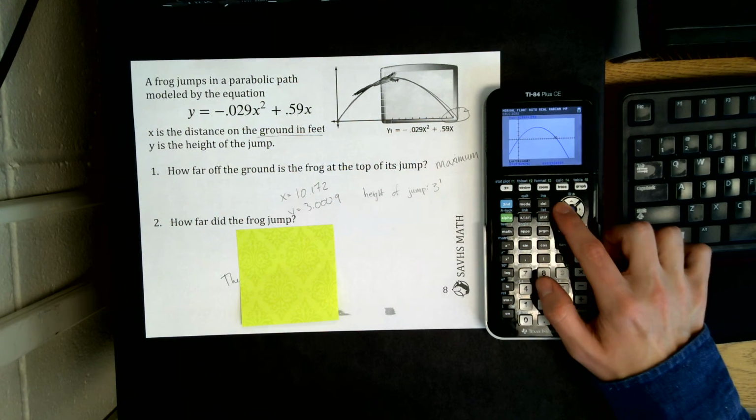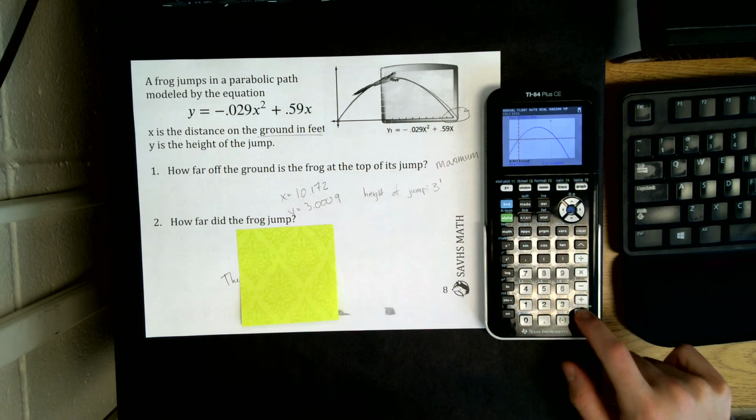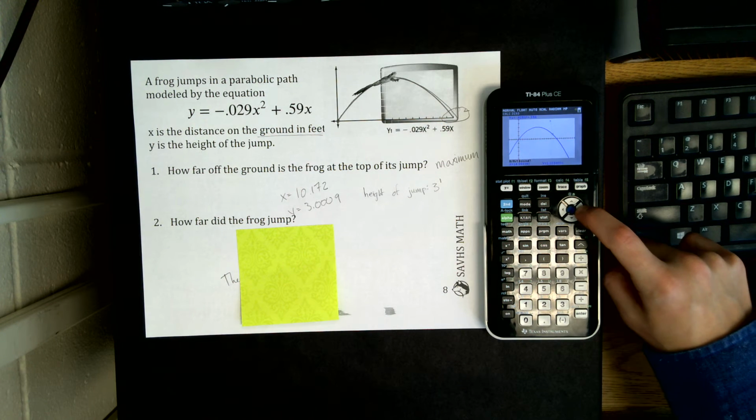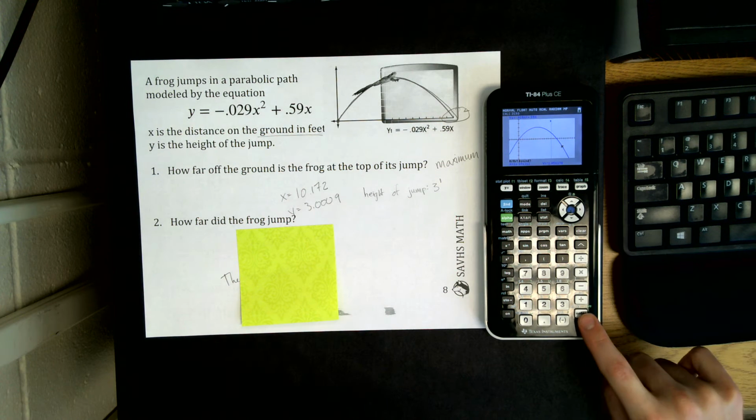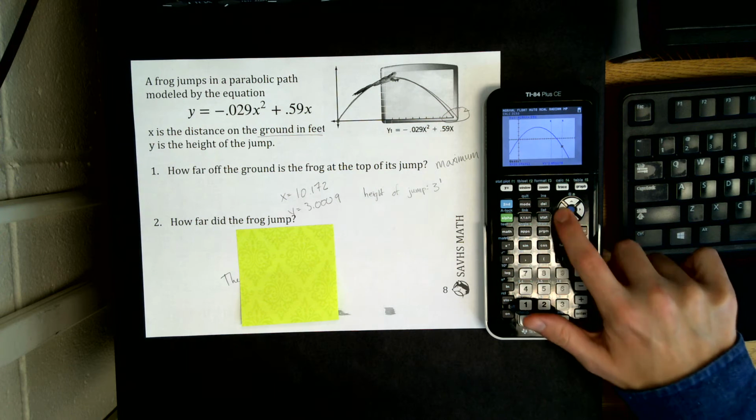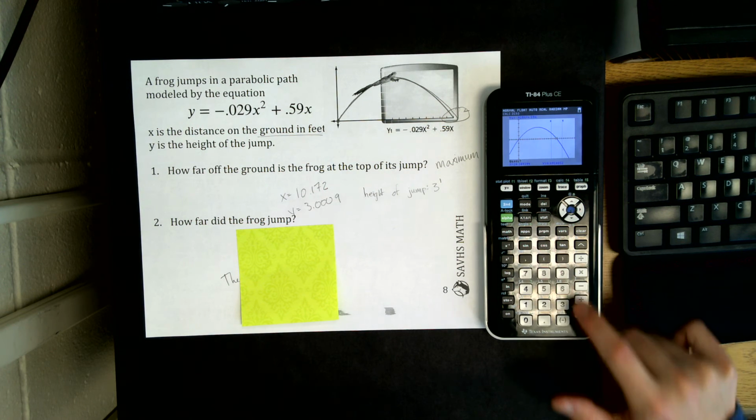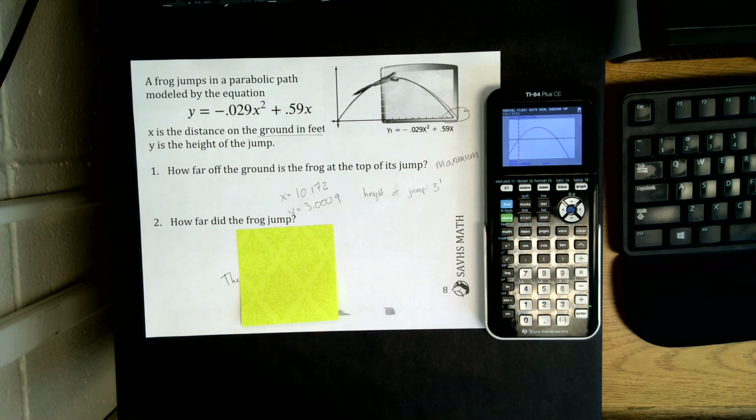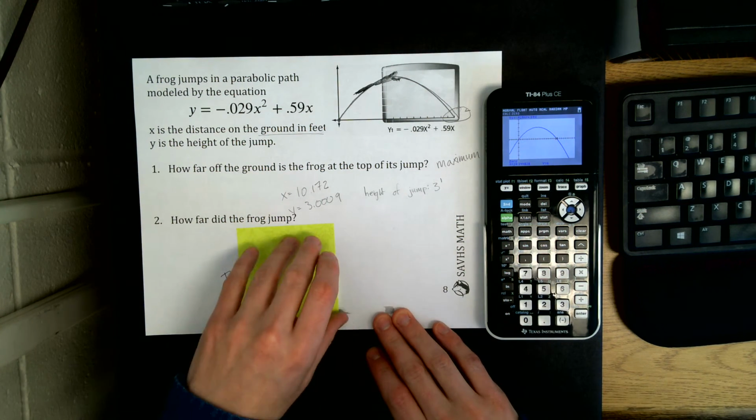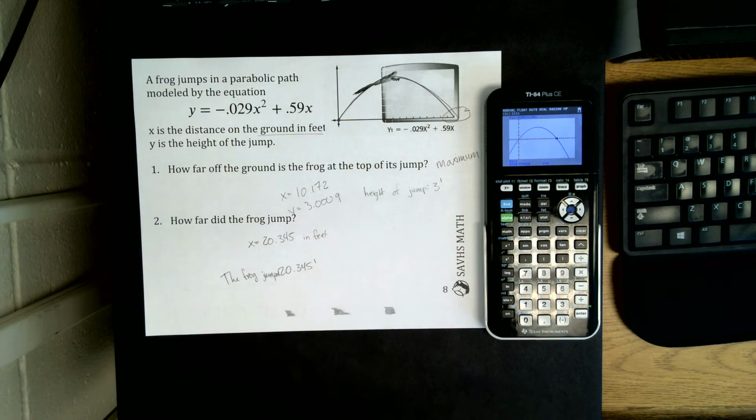So I'm going to scroll over to the left side of it and hit enter for the left bound. Scroll over here for the right bound, and then scroll back to where it crosses the x-axis for the guess. And my spot is that. My X value is 20.345. Remember that that is in feet. And what that means is the frog jumped 20.345 feet.